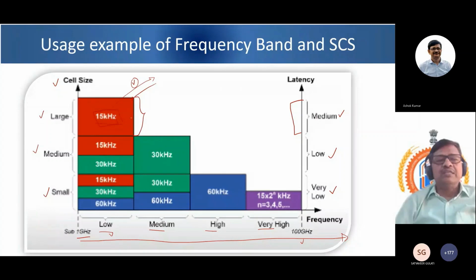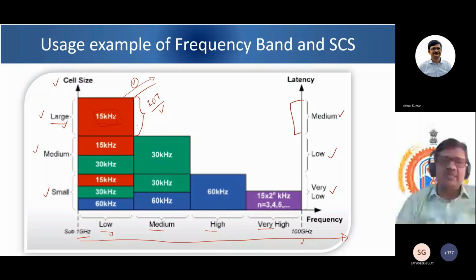So in case you have a use case where latency is not important and coverage is important, which is for IoT, I'll be using 15 kilohertz subcarrier spacing, and latency is not my requirement. Data rate is also not my requirement, so I can use 10 megahertz of the 700 megahertz band and create a large coverage, give rural connections and also IoT connections.